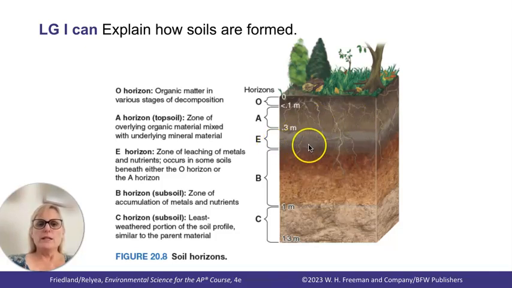Beneath that is called the E, and then B is called the subsoil, where you accumulate metals and nutrients, because nutrients in the rain leach down into the lower layers. And then you've got C, which is least weathered, similar to parent material.